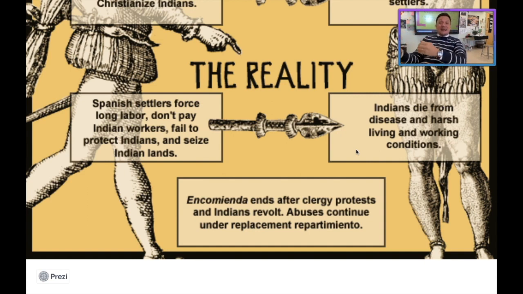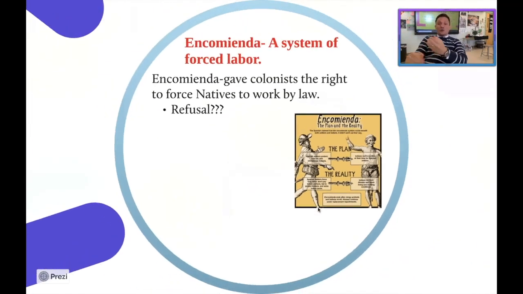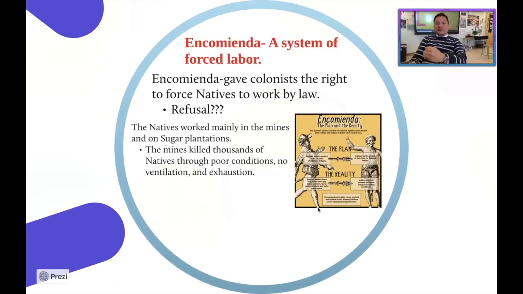And natives died from diseases and harsh living and working conditions, right? So the Encomienda finally ended after the Catholic Church protested this, and also after several Native American revolts. Now, of course, this is going to continue, but the big thing is that the natives worked mainly in two locations during this forced enslavement: in the mines and on sugarcane plantations.